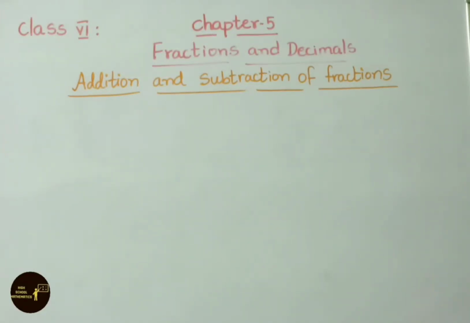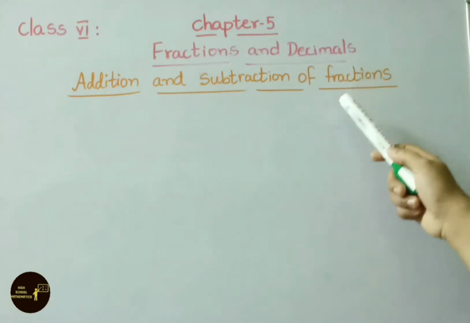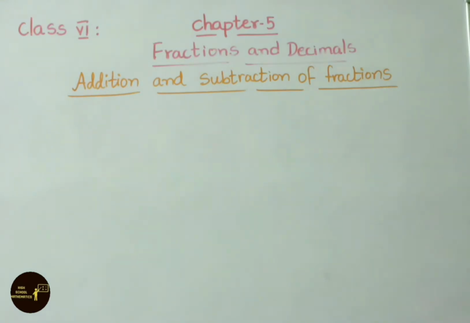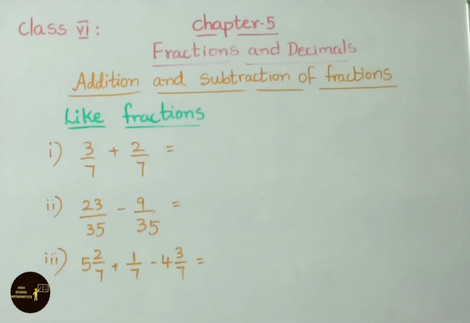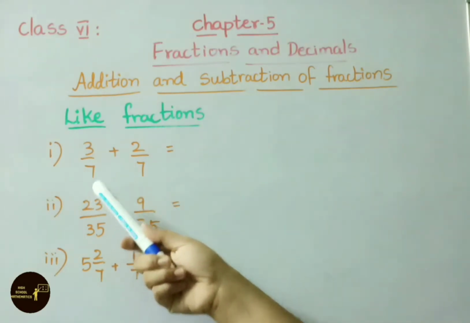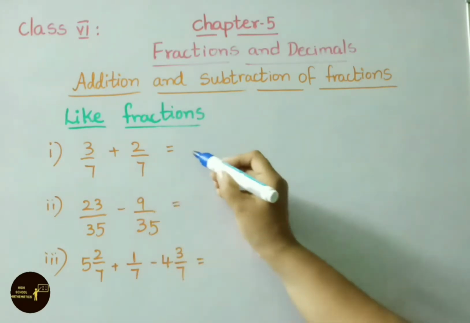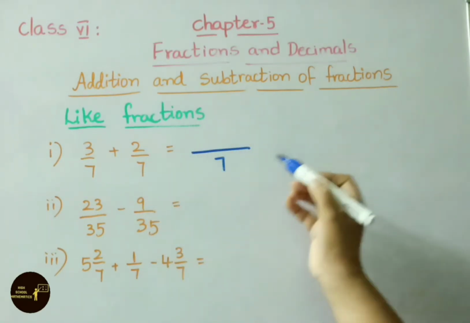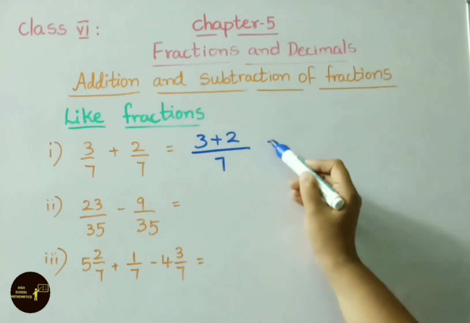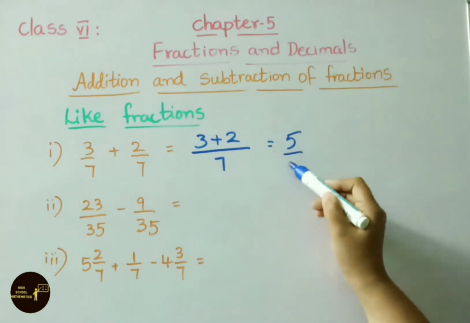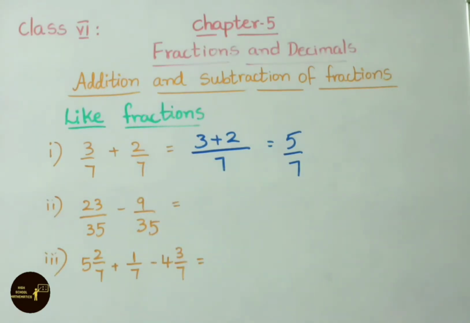Today we are going to learn Class 6, Chapter 5, Fractions and Decimals, Addition and Subtraction of Fractions. See, like fractions, addition and subtraction. See the first example, 3 by 7 plus 2 by 7. Here denominators are equal, so we shall write one time and take the numerators. 3 plus 2 means 5. Denominator is 7. So 3 by 7 plus 2 by 7 answer is 5 by 7.